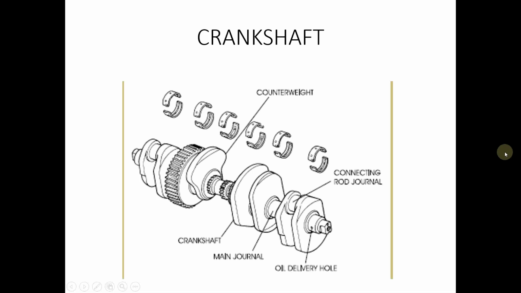So you can see here the picture of the crankshaft, the main journals, and also the counterweights. They are machined into specific profile shapes. You can see here the counterweights, they are used to balance the unbalanced masses.